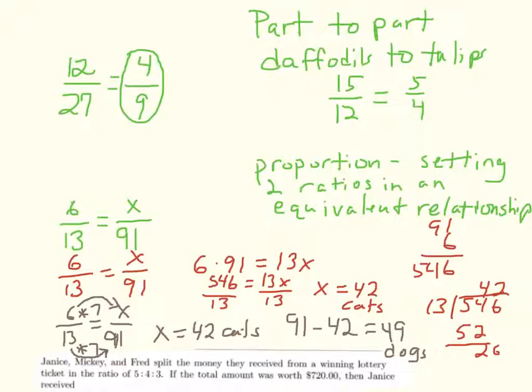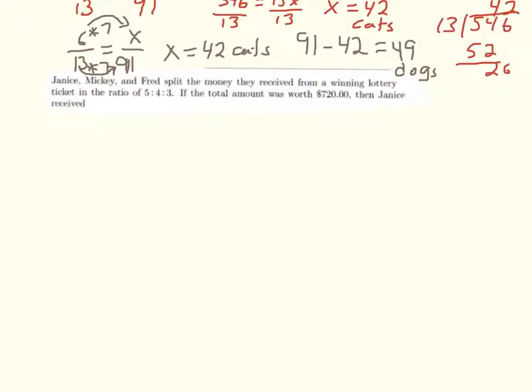Alright, so let me move this up. So looking at the last problem on this page, if you have Janice and Mickey and Fred split money they received from winning a lottery ticket in the ratio of 5 to 4 to 3, so it's a 3-part ratio. That's just saying that's how they split the lottery money. What if the total was 720? So let's find the piece that's Janice, and that's the 5-part.